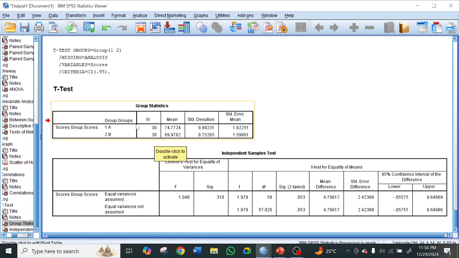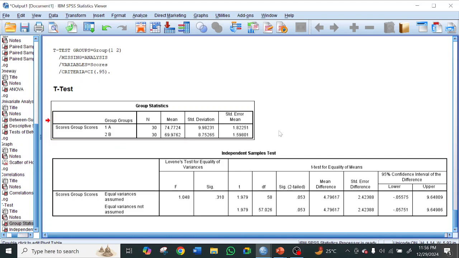Remember that the t-test is comparing means to check for significant difference. So this is the mean of each group: for group A we have 74.7724, and group B we have 69.6962. Then we have the standard deviation, and what does it do? It tells us how spread out the scores are within the group. We have a standard deviation of 9.98 for group A and 8.75 for group B. Then we also have the standard error of the mean.